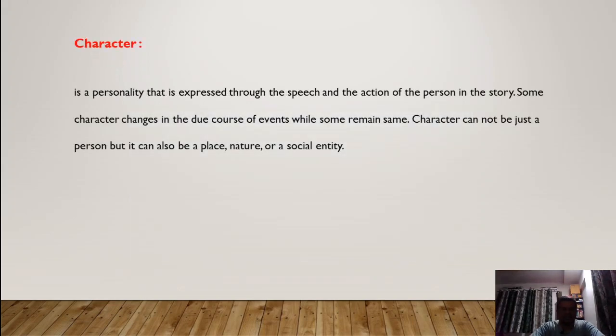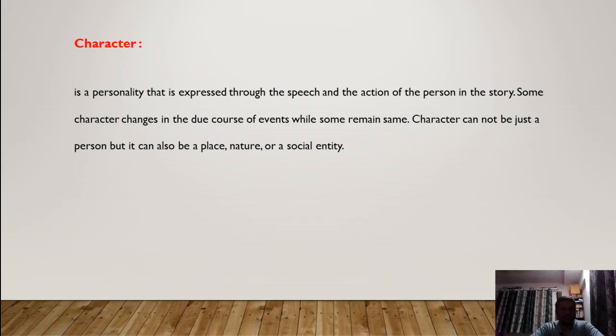Now the next element of the story is character. Now how would the character be defined in a literary way? It is a personality that is expressed through the speech and the action of the person in the story. Remember, these are the three important areas. It is the personality, outer and inner both, expressed through the speech and the action.